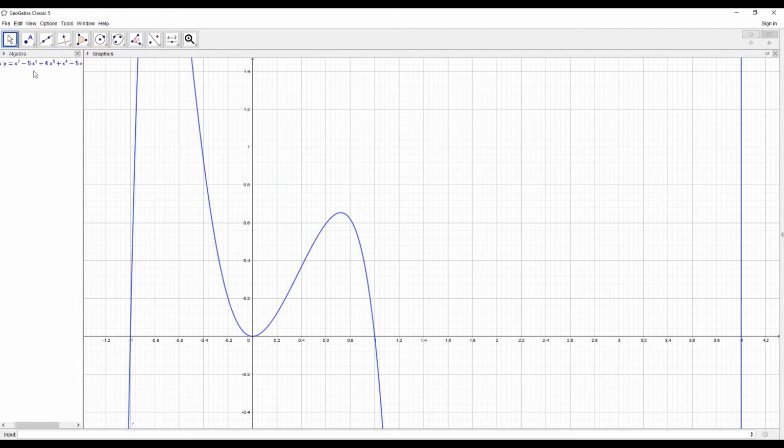x to the 7th minus 5x to the 6th plus 4x to the 5th plus x to the 4th minus 5x cubed plus 4x squared. Hopefully that's all right. Finding a screen where you get all the information you want is a bit of a challenge. This looks like a vertical line here, and this is not a vertical line, but it's awful steep.